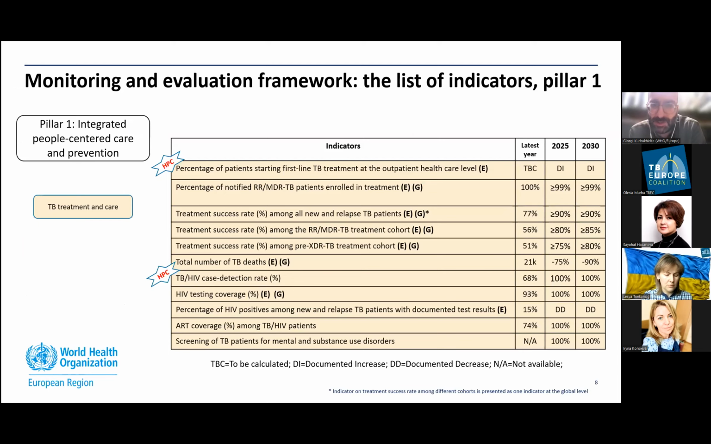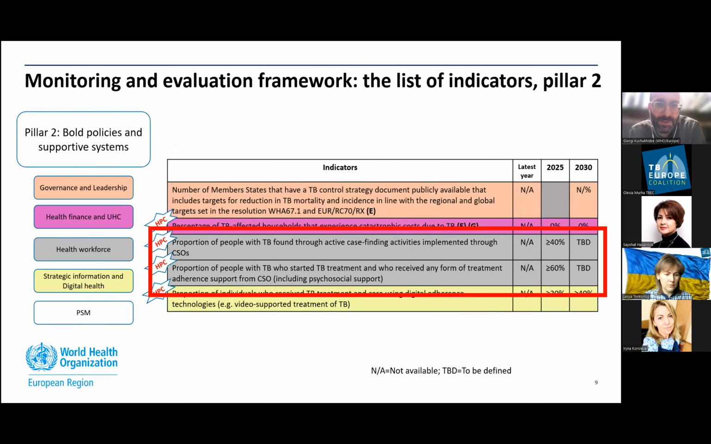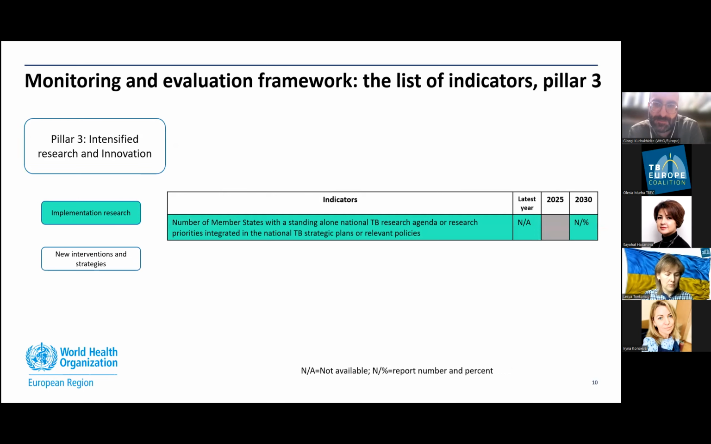We also have other indicators, and I will be talking about those indicators that are related to TB diagnosis as well as TB treatment and care. But also there are two more indicators under another pillar and another area, which are proportion of people with TB found through active case finding activities implemented through civil society organizations, and proportion of people with TB who started TB treatment and who received any form of treatment adherence support from civil society organizations. So these are additional two indicators that are trying to measure the meaningful engagement of the civil society organizations.